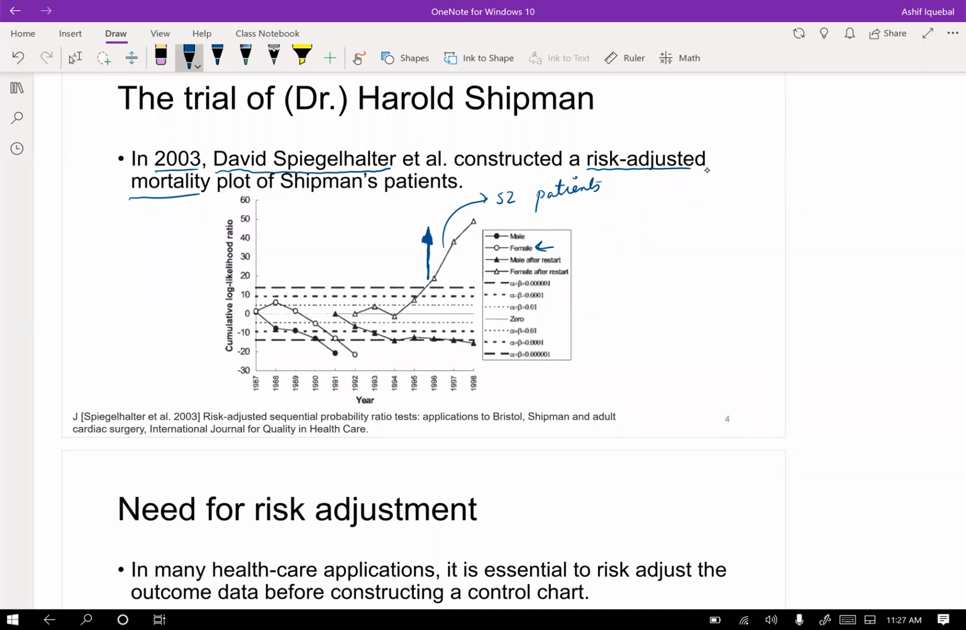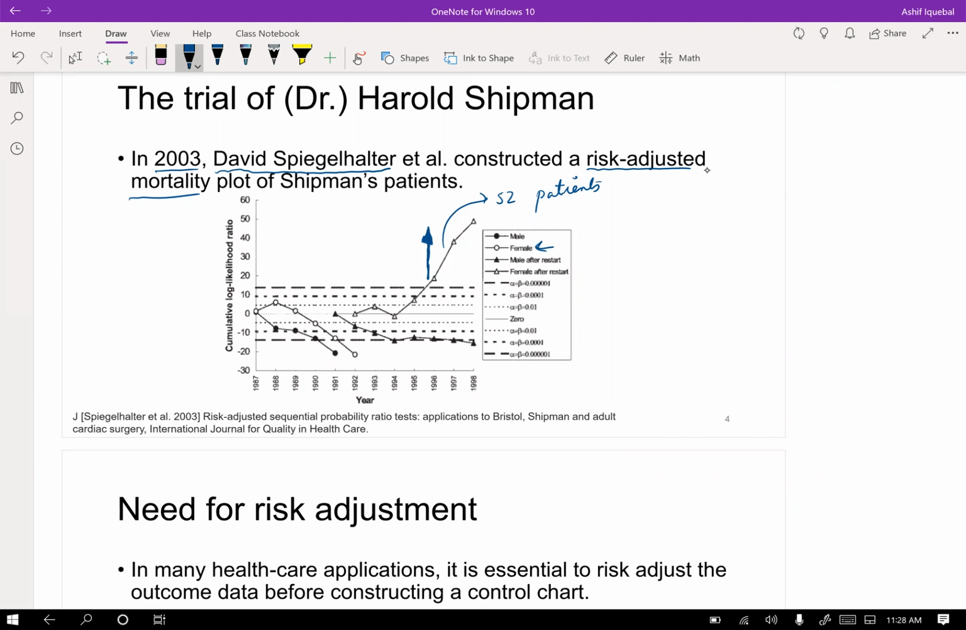So if they would have used this kind of control chart methodology in 1995 or 1996, they would have been at least able to suspect that something is going wrong, right? Even after adjusting for the risk. But they did not use these types of control charts because it was not common to use control charts at that time in healthcare. But just giving you an understanding here that by using control charts, they could have saved at least 52 patients, right, if not more. So after around 2003, people started incorporating these types of control charts.